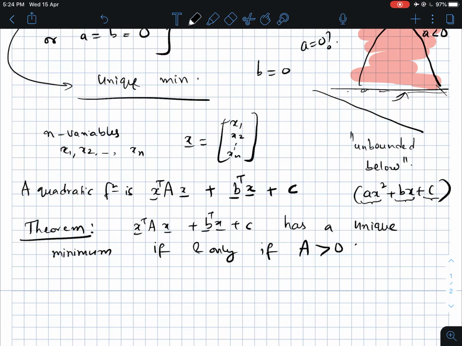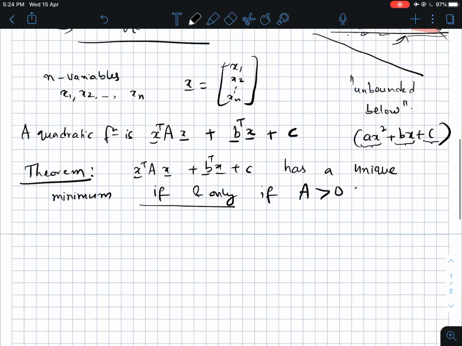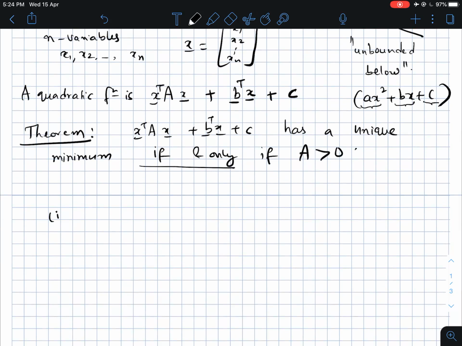The intuition is very similar to the 1D case, right? So you cannot go wrong if you properly understand the 1D case. Okay, fantastic. So what we'll try to do now is give a proof for this. This is once again an if and only if statement, and we need to prove it two ways. Okay, so we'll try to prove part 1.